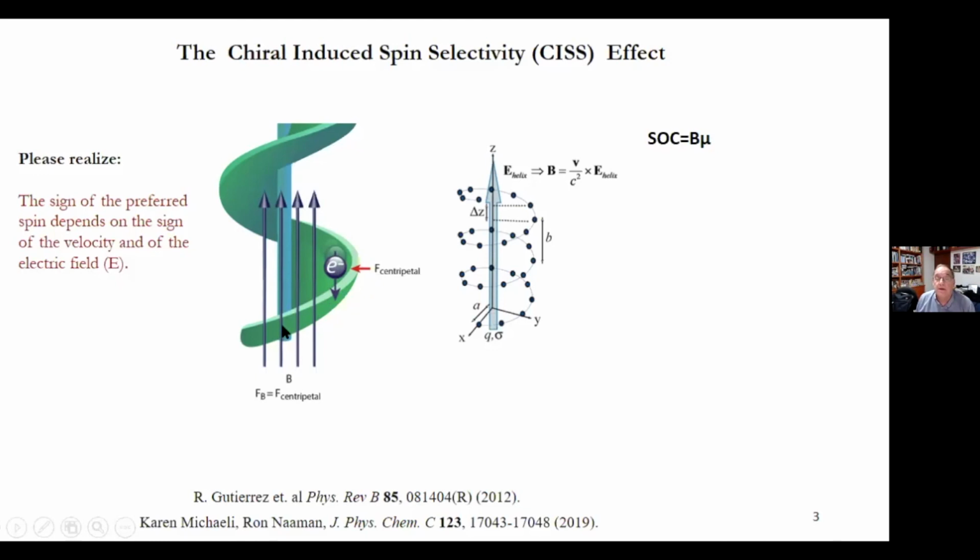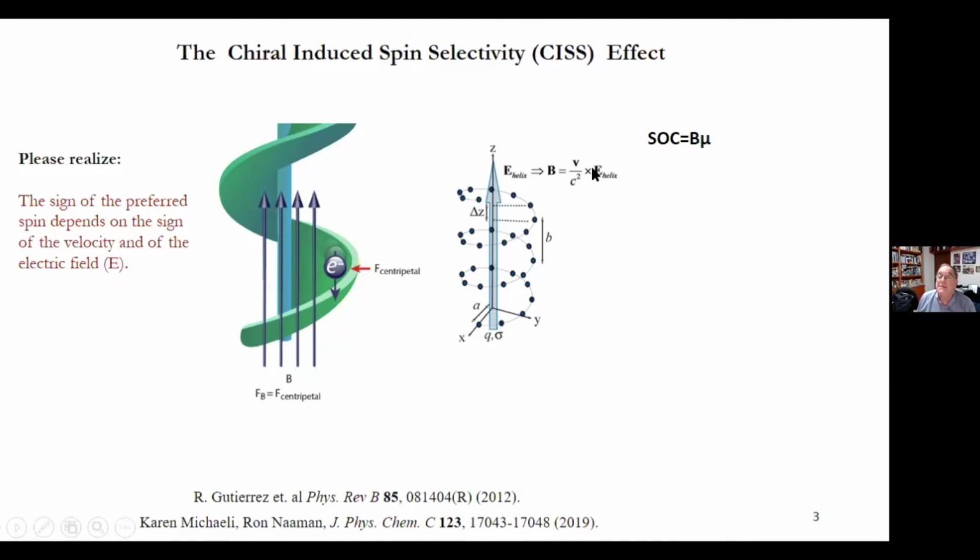So we realize that by the very simple fact that the electron has to go through curvatures in a chiral system, it feels an effective magnetic field. And this effective magnetic field, of course, can interact with the electron spin that has a magnetic dipole. And as a result, it creates a spin-orbit coupling that amounts to this effective field times the magnetic dipole of the spin. So when the electron is going through the system, one spin gets stabilized, the other gets destabilized. Which spin is stabilized and which spin is destabilized depends on the velocity of the electron.